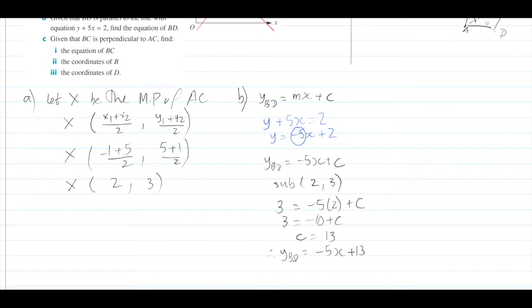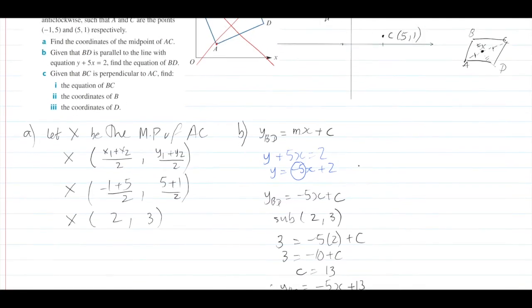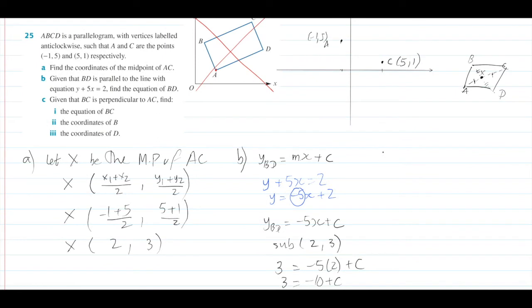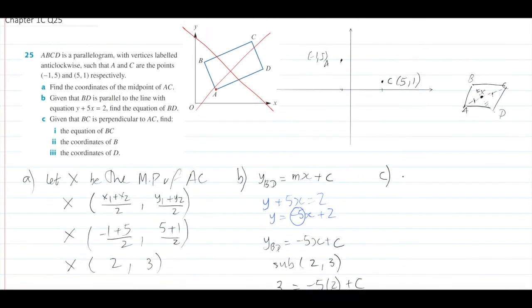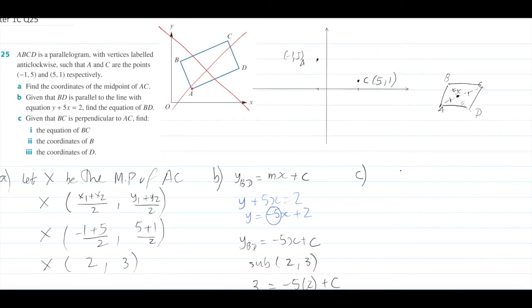Okay, so guys, that is how you find that equation to answer part B, and then we move on to part C. This one is a slightly much harder version. We're going to use a bit more space here on the side. So let's read the question first. Given that BC is perpendicular to AC, interesting.